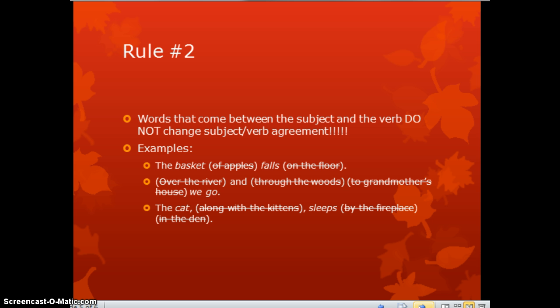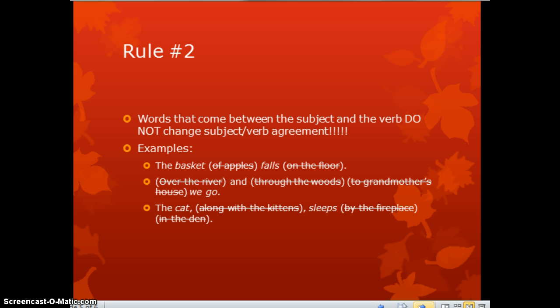The second rule for subject-verb agreement is that words that come between the subject and the verb do not change subject-verb agreement. This is where people typically err when it comes to subject-verb agreement. The verb must always agree with the subject no matter where the subject is in the sentence. And you have to pay particular attention to prepositional phrases.